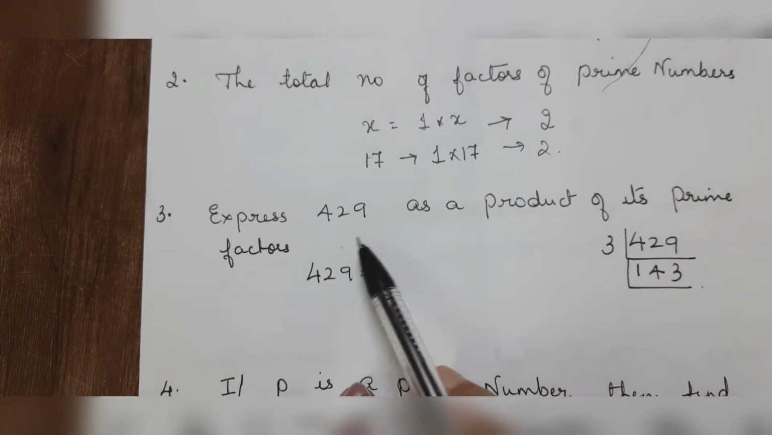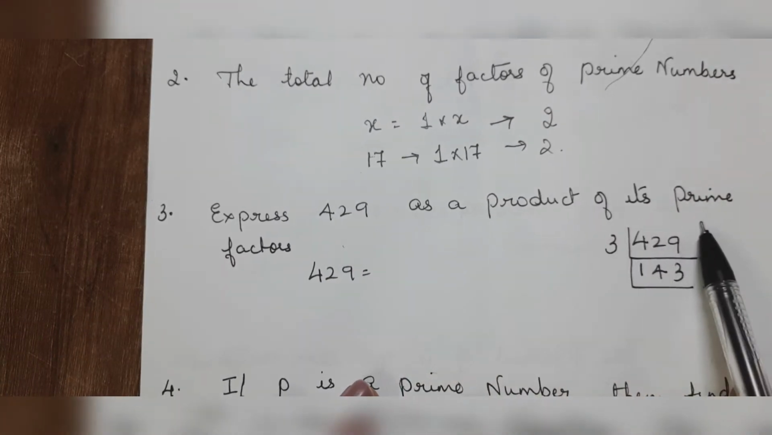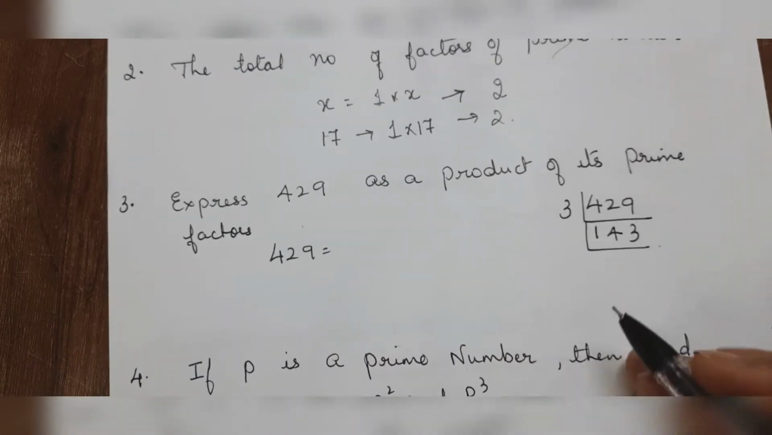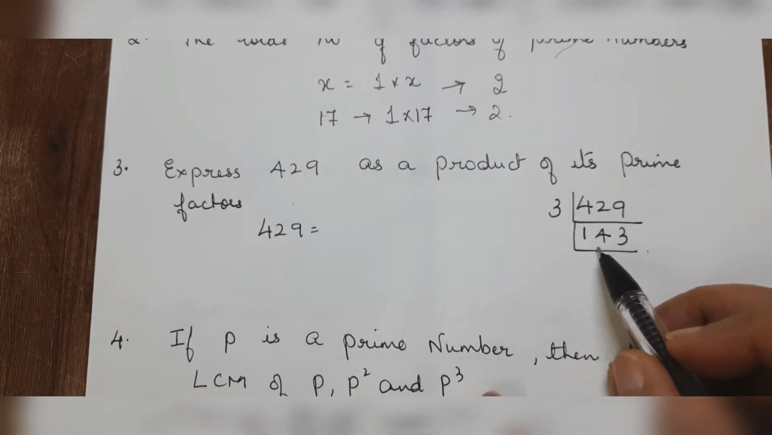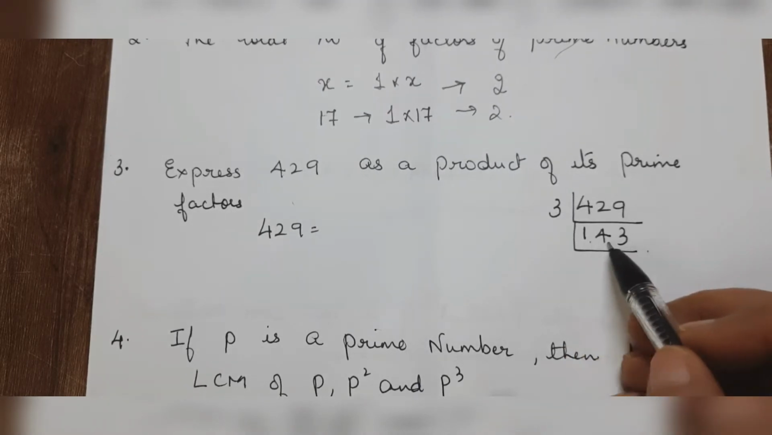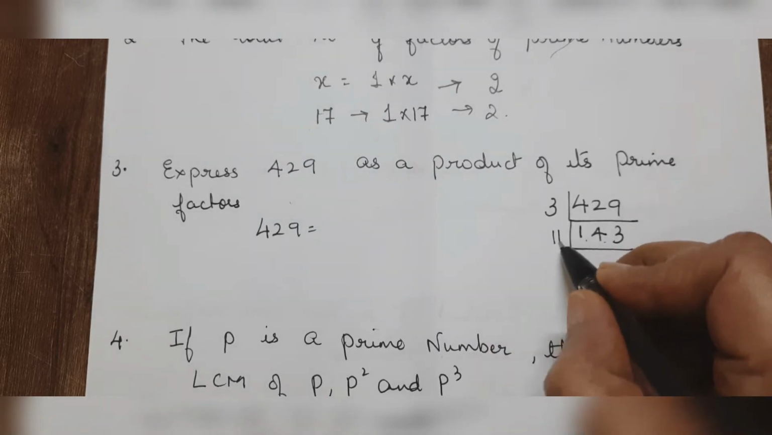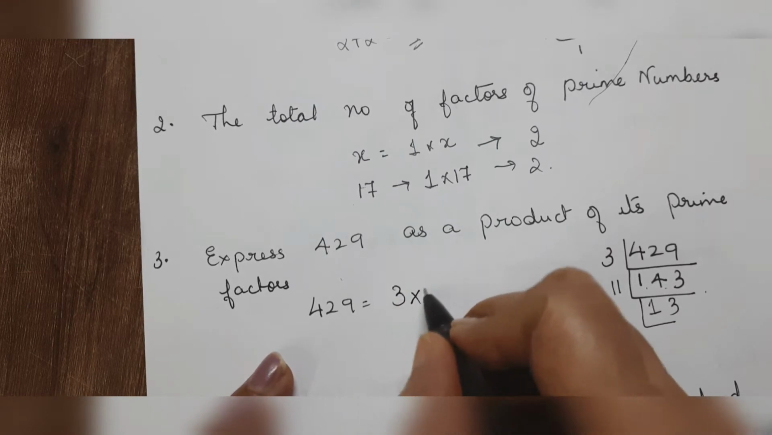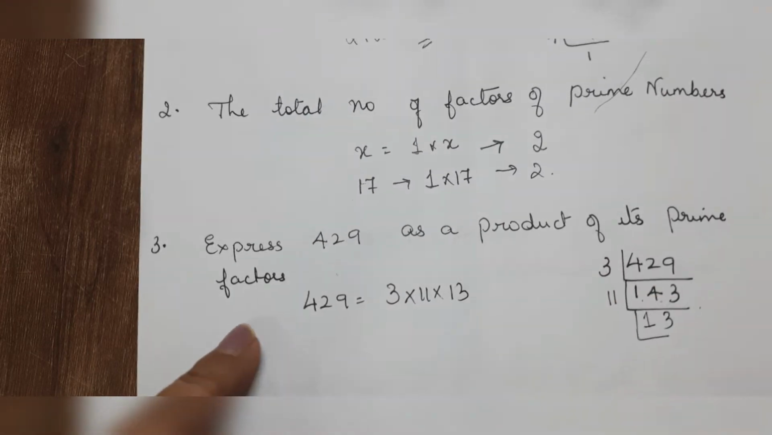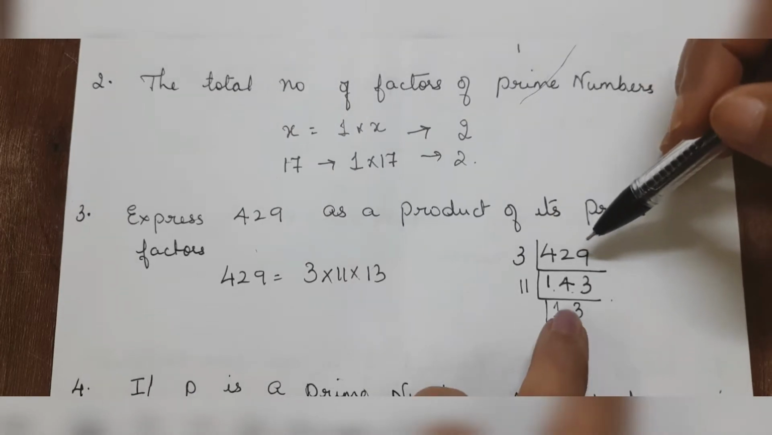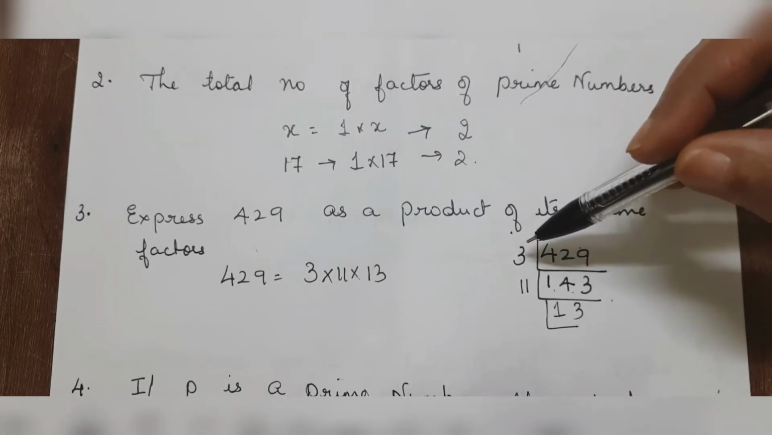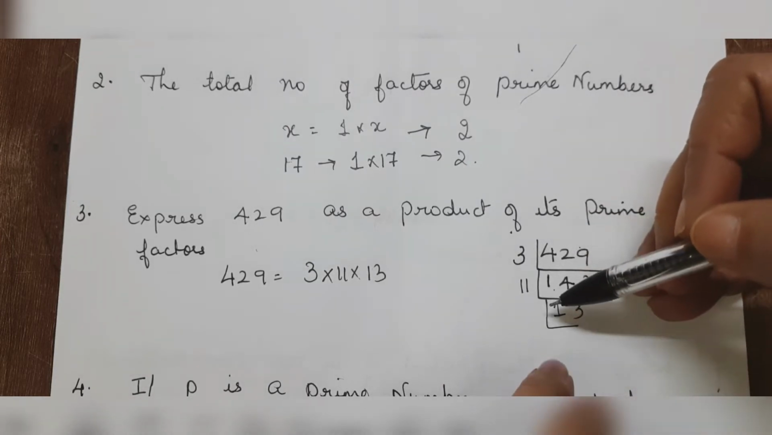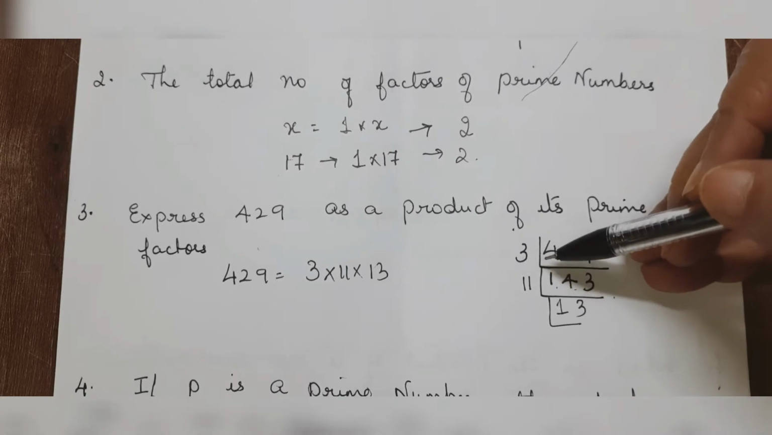Then express 429 as a product of its prime factors. This was given in the 2019 paper. Usually we tend to skip over here. It is 143 times 3. This will still go in 11 one time, 13 times. The prime factors here are 3 into 11 into 13. One advice for you all is that if it is an odd number, start with 3, then check with 7, then go on in increasing order so that you will not miss out any prime factor.